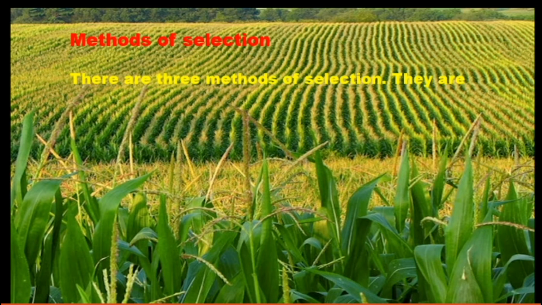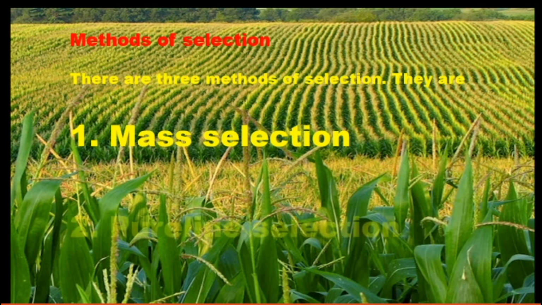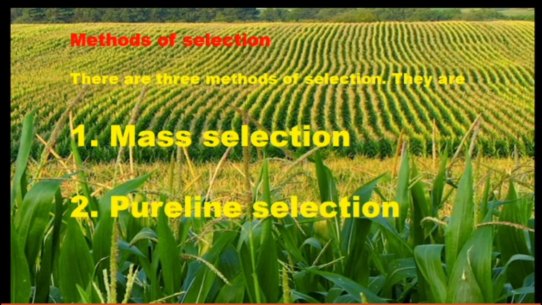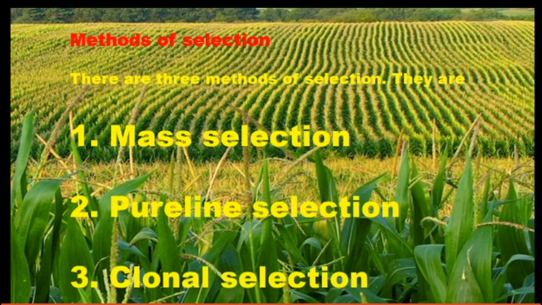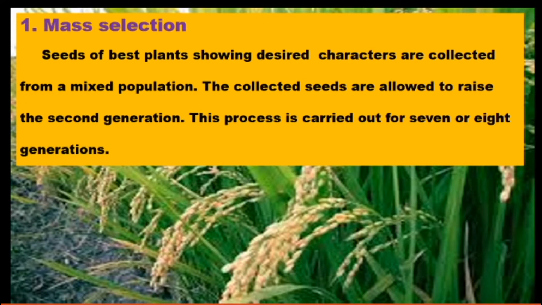There are three methods of selection. One is mass selection, a large amount of selection. Pure line selection. Clonal selection. So there are three methods followed in selection, also used for plant breeding. The first one is mass selection, the second is pure line selection, the third is clonal selection.